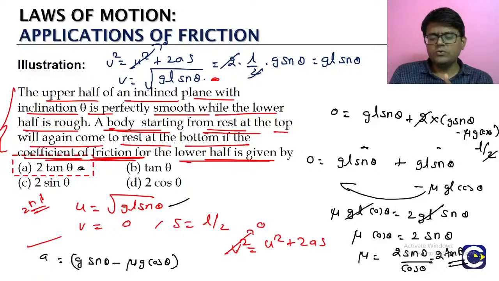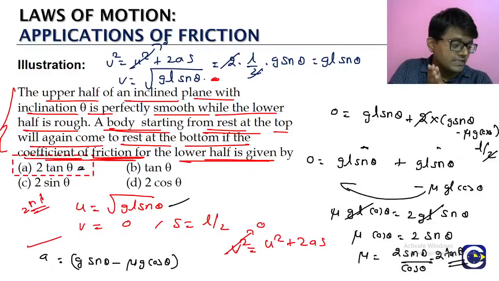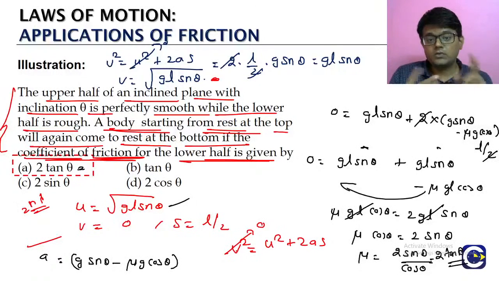So what did we do here? We went ahead with the first part of the journey and the second part of the journey, and looked at the relation between the variables. Whatever is the final velocity of the first part will be the initial velocity of the second part, correct? Using the relation, we are able to find the value of mu, the coefficient of friction, in terms of the angle of the inclined plane, which is theta.